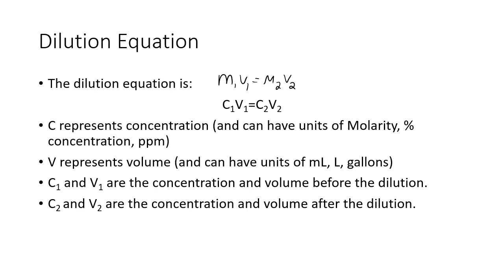C1 and V1 are the concentration and the volume before the dilution occurs, and C2 and V2 are the concentration and volume after the dilution occurs. It doesn't necessarily matter whether you set one side as C1V1 and the other side as C2V2, as long as you're pairing up the concentration and volume that go together on each side. Similarly, it doesn't matter necessarily what unit you plug in, as long as the unit is an approved volume or concentration unit and that they're the same on both sides.